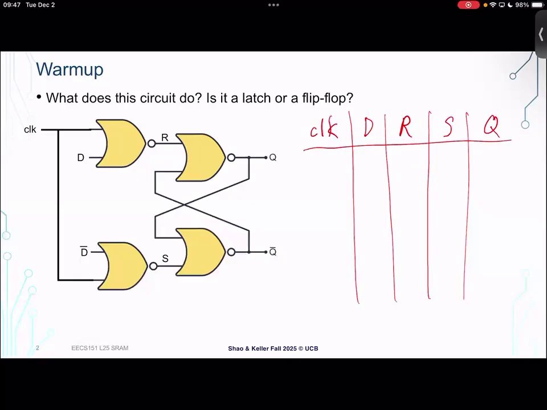When you see a weird looking circuit like this, often the easiest way to approach it is as with any other circuit, where we just draw our truth table and analyze it. And this isn't too bad here. This circuit happens to only have two inputs, right? Clock and D, which happen to be the same inputs that a flop or a latch would have. So let's look at the four cases in our truth table.